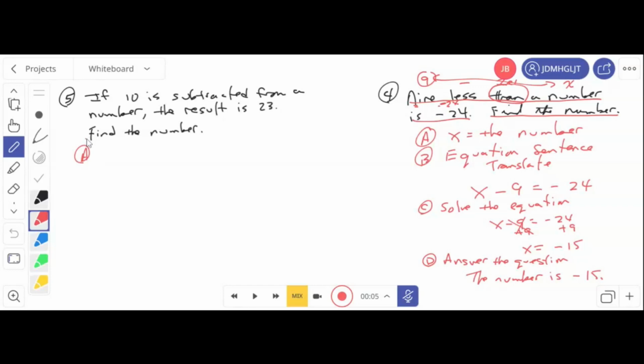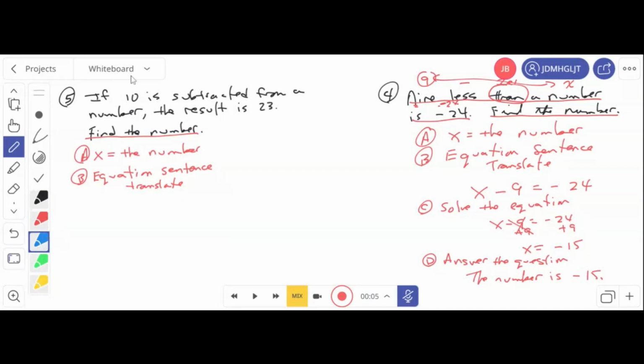First thing we do is look at what we're looking for. We're looking for a number. So I'm going to let x be the number. Then we find the equation sentence. We're going to see later on that there may be equation sentences. Okay. So then we translate.